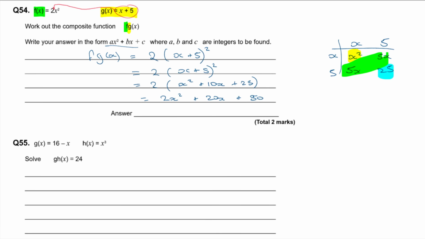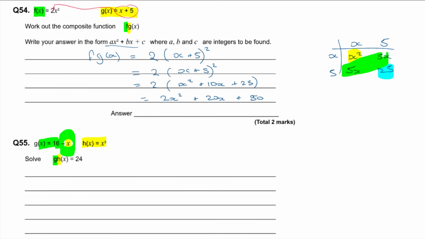It's all looking good. Right, and then question 25, g of x equals 16 minus x, h of x equals x cubed. Now I need to solve g of h of x is equal to 24. So first off, I need to know what g of h of x is. So because h is on the inside, I'm going to take the inside function, and where I see x written in g of x, I'm going to replace it with the value for h of x. So I'm going to replace that x with x cubed inside the g of x function. Okay? Does that make sense? Because the g is on the outside.